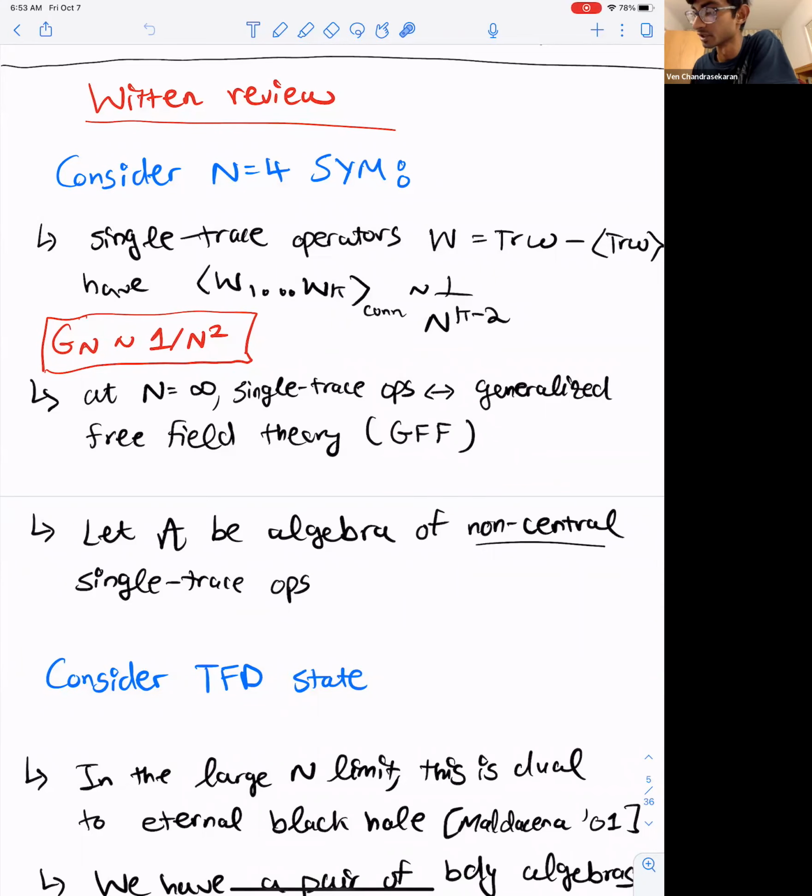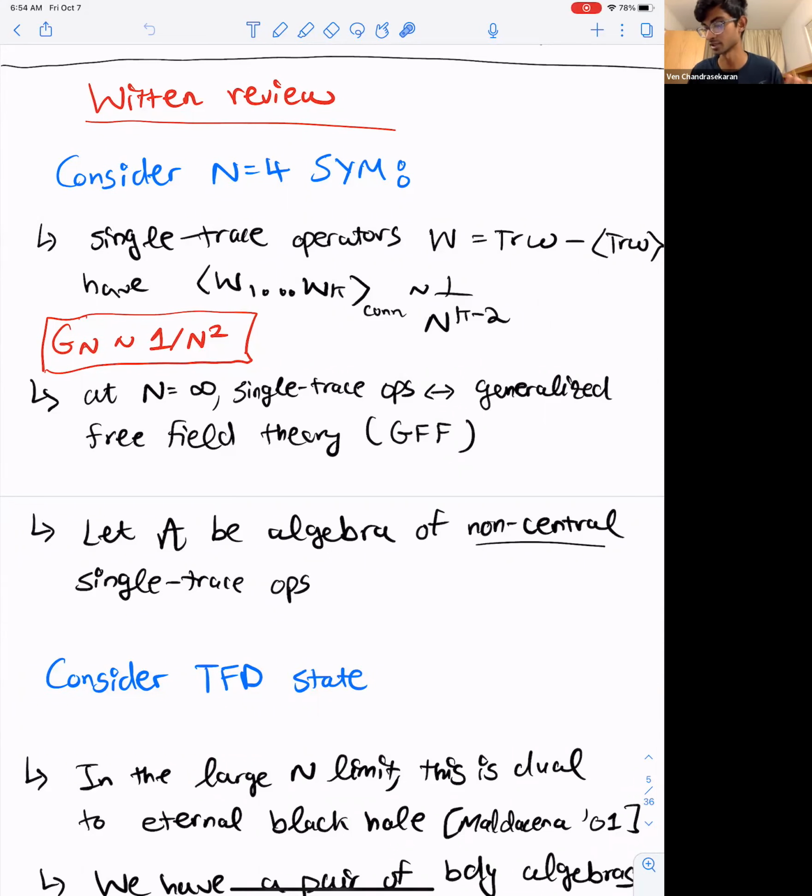In particular, I'm going to consider trace subtracted single trace operators, which have connected correlation functions that go like 1 over N to the k minus 2 for the connected part of a k-point correlation function. I'm also going to be converting back and forth between N and G Newton eventually, so just to remind you that G Newton goes like 1 over N squared. So at N equals infinity, for these single trace operators only the 2-point function is going to survive, and everything will just become products of 2-point functions. So in the N goes to infinity limit, you just end up with the generalized free field theory.